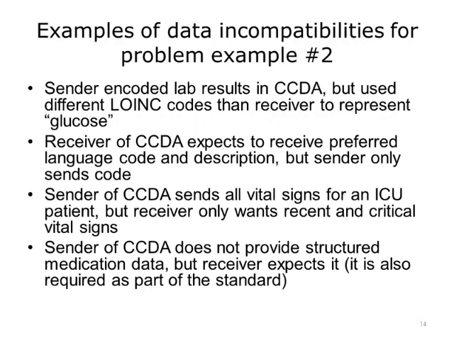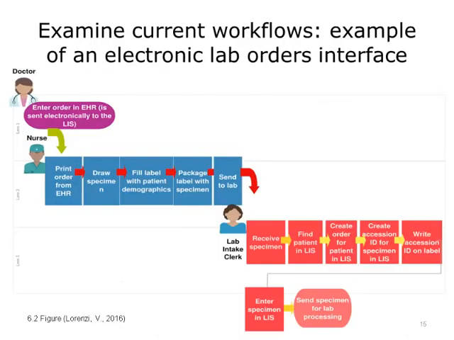Imagine if the patient care summary was a CCDA document. Some examples of data incompatibilities could be that different codes were used to represent glucose. The receiver was expecting both codes and the description of the codes, but only received the codes. The receiver got more data than expected or desired, or the receiver did not get structured medication data as expected, since it is part of the standard. What other possibilities could you think of?